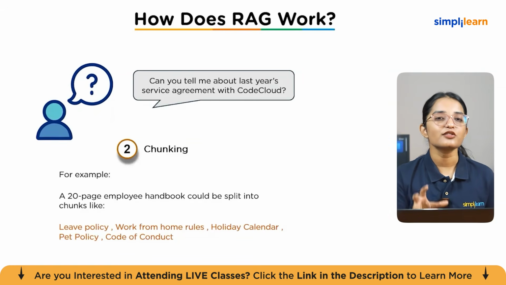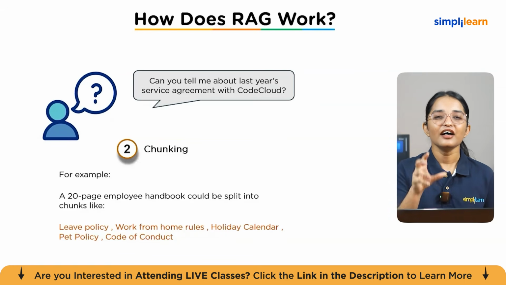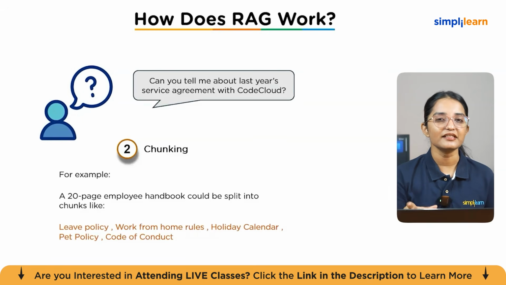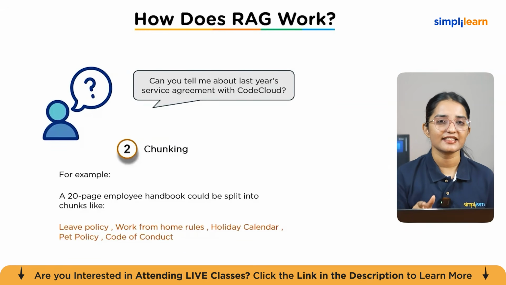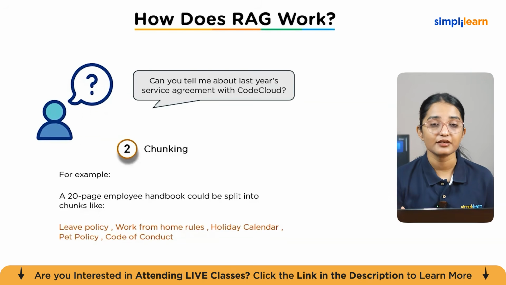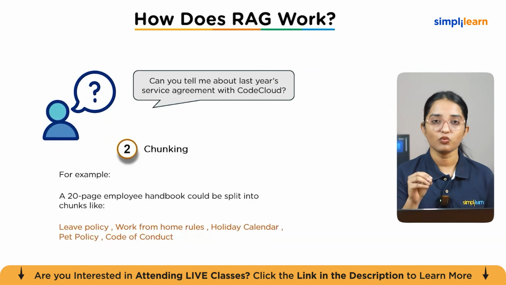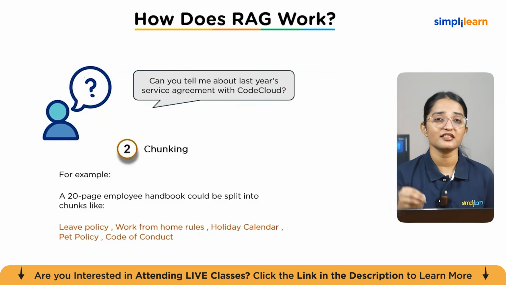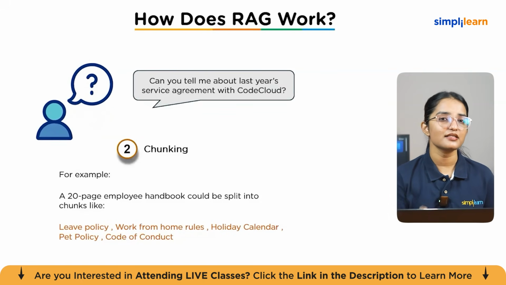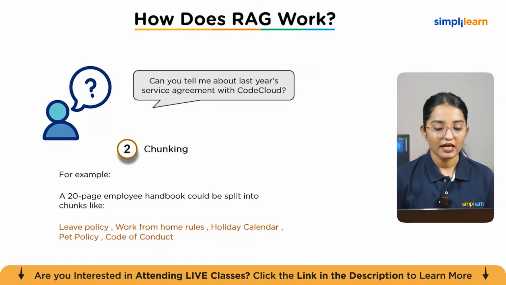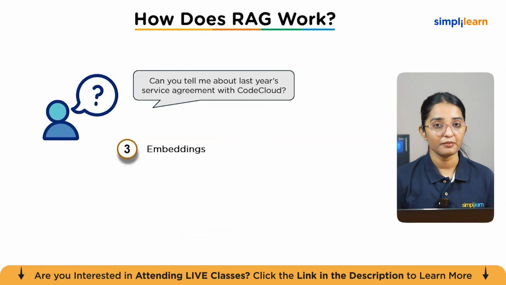Sometimes chunks also have overlap. That means a little bit of one chunk is repeated in the next chunk. Why does this happen? To preserve context, because meaning can continue across chunk boundaries. So if one paragraph ends in one chunk and the next paragraph starts in another, overlap helps the system avoid losing the connection.